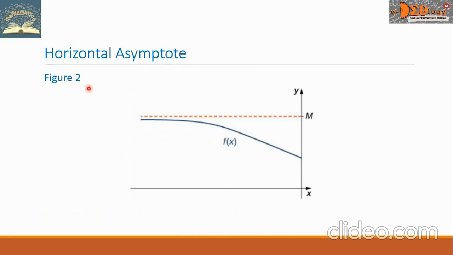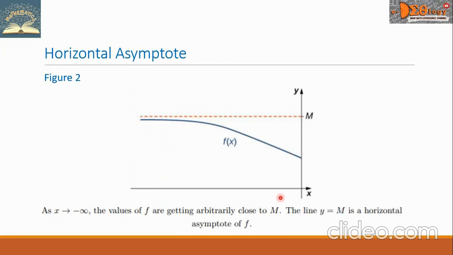Let's have this figure 2. We have this graph of f of x. As x approaches negative infinity, the values of f are getting arbitrarily close to M. So the line y equals capital M is a horizontal asymptote of f.